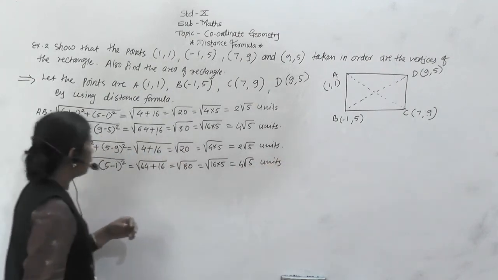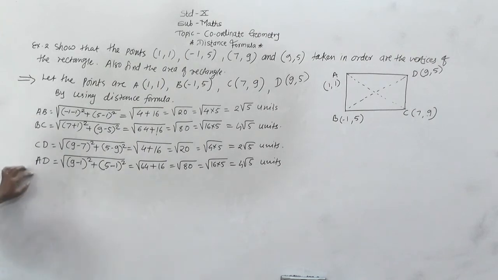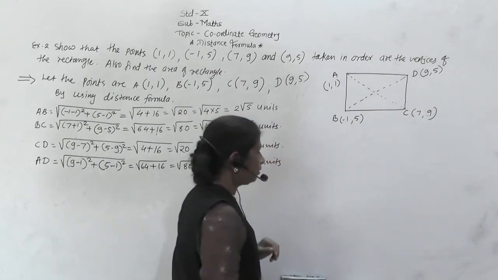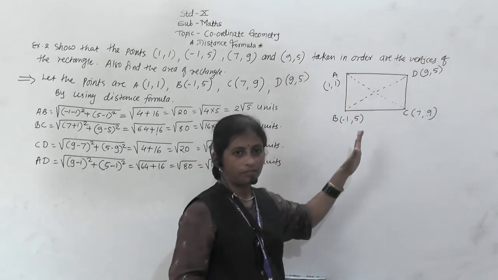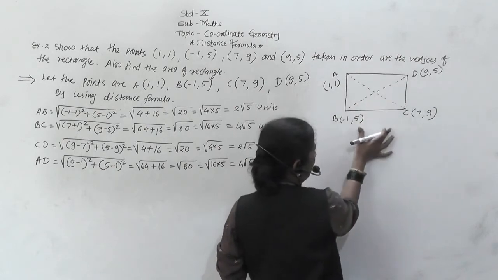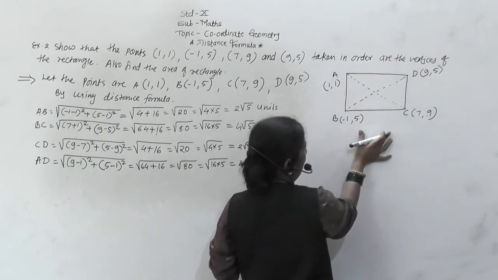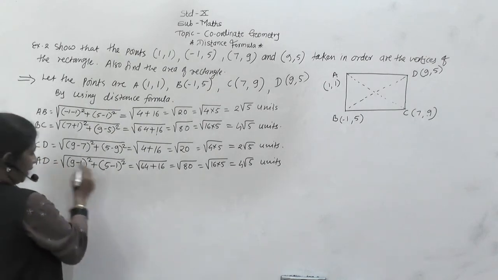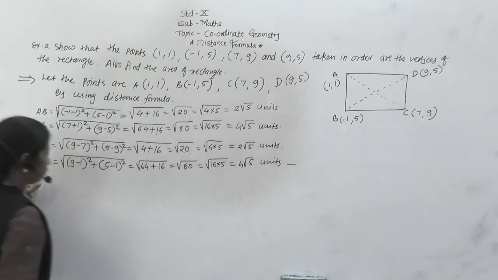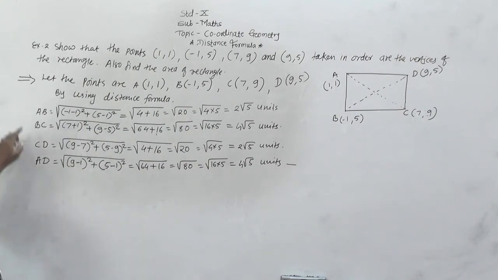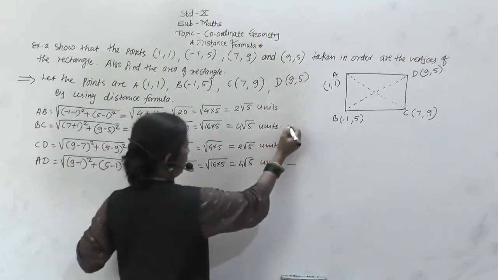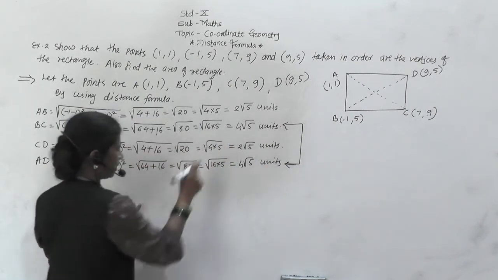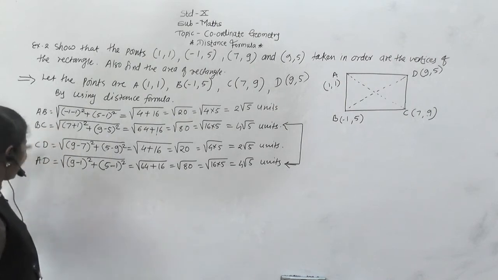Then now we have these sides: AB, BC, CD, and AD, right? So now here we will see what are the opposite sides. In this figure we have seen AD and BC. We will see the distance AD, right? This AD distance is what? 4 root 5. And BC, BC is what? Again you got 4 root 5. These two distances you got the same. These are the opposite sides. Which are the opposite sides? BC and AD.